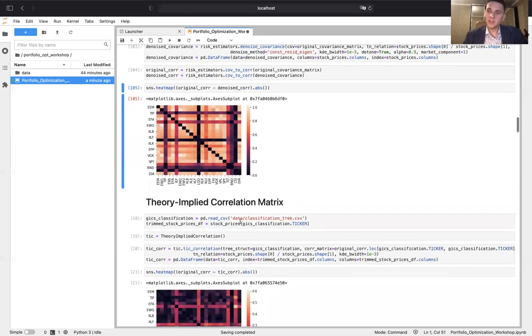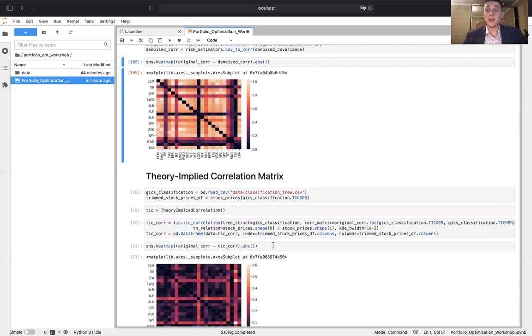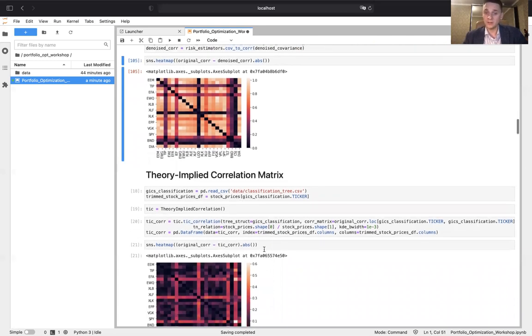So now let's take a look at how to use and create theory implied correlation matrices.